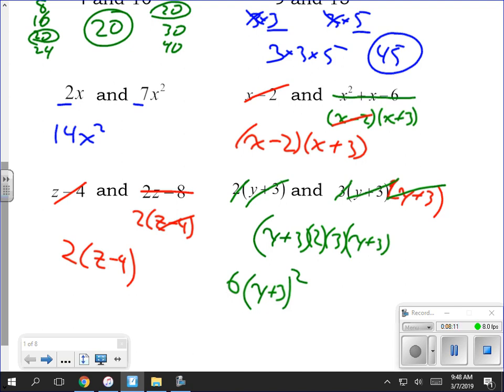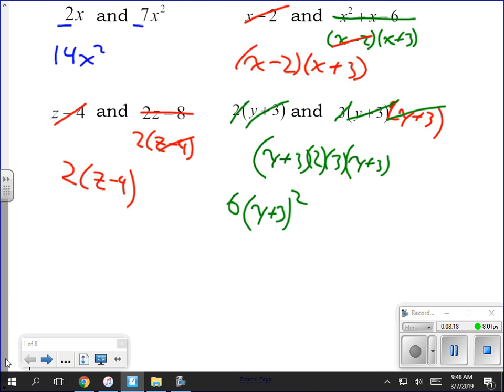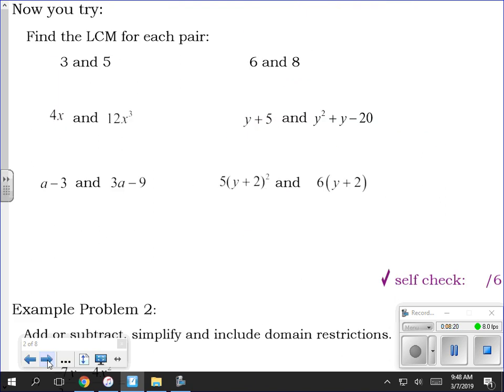Don't get too terribly hooked up on these. This is more of a practice to kind of look at what they have in common and what they don't. Okay. Your turn, do those. Okay, let's go ahead and do these.